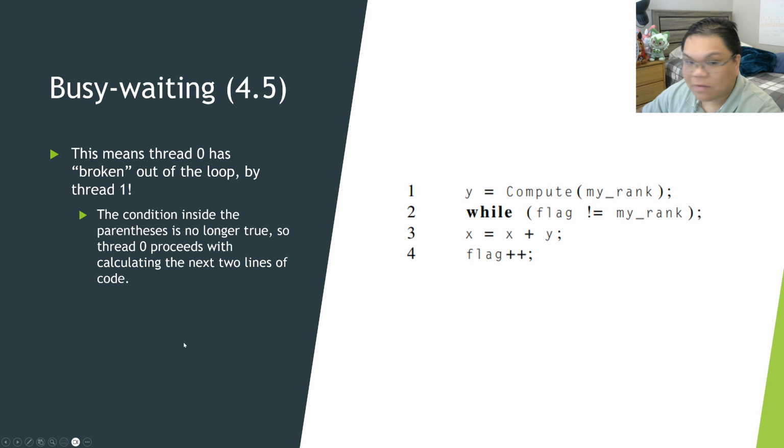When thread 0 increments the flag by 1, what happens is this. Thread 1 has a rank of 1, and now the flag is also 1. 1 does not equal 1 is false. So it breaks out of the loop, it does this increment operation, and then it increments the flag again. By the actions of another thread, we have broken one thread out of its loop.